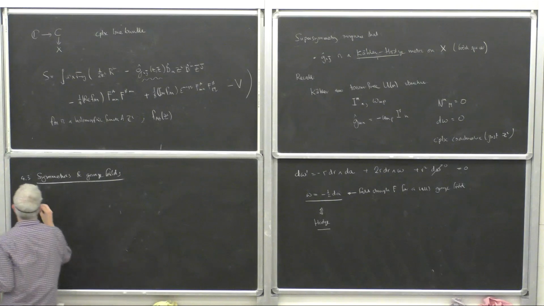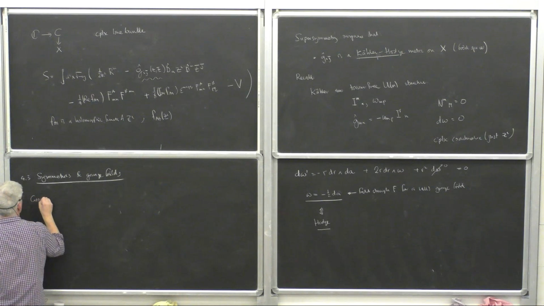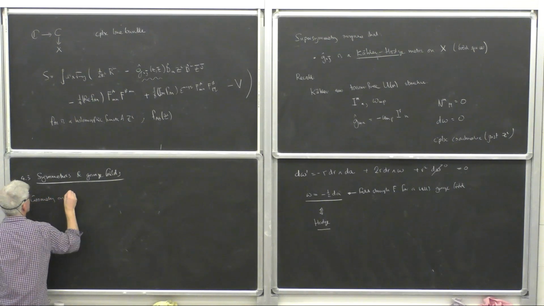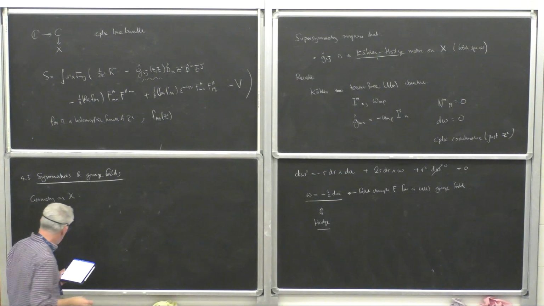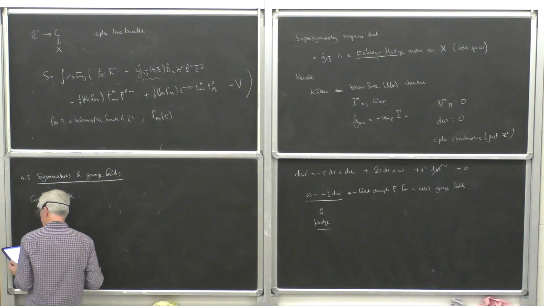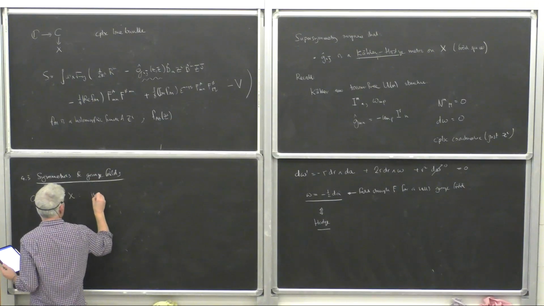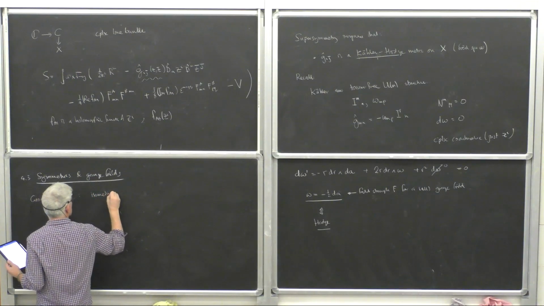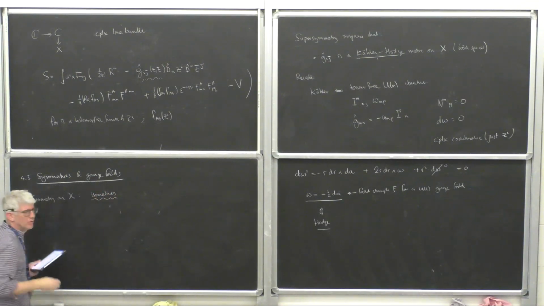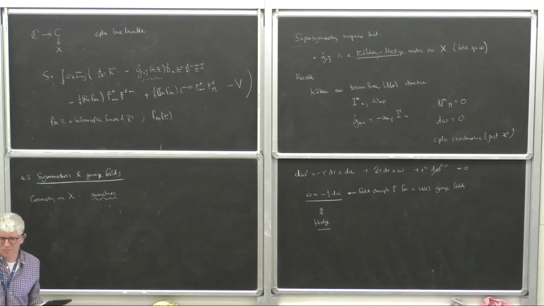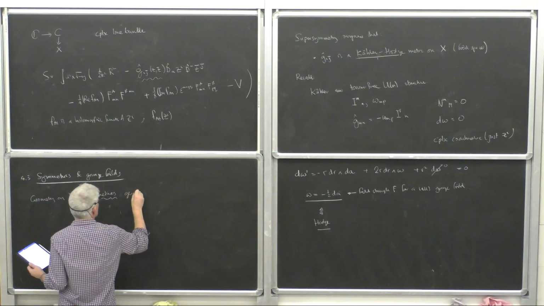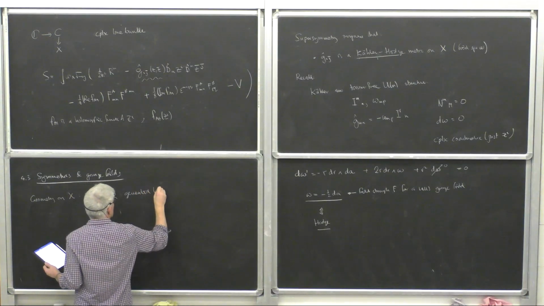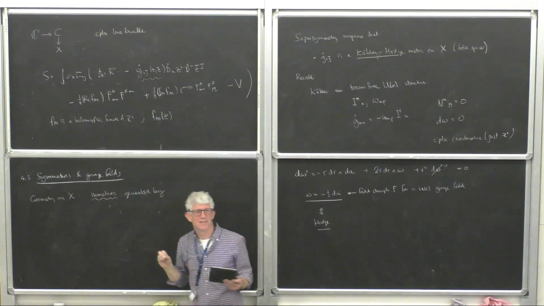So again, we need to do some geometry on this field space X. And in particular, we imagine we have some isometries. Right? So those are coordinate transformations that leave the metric invariant. I can think of them as generated by, yes.